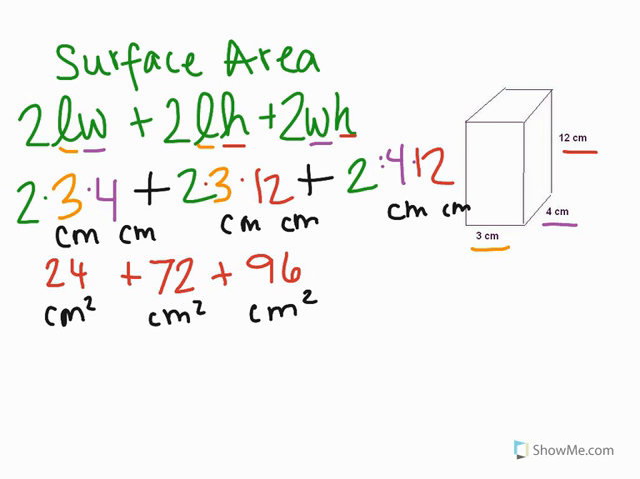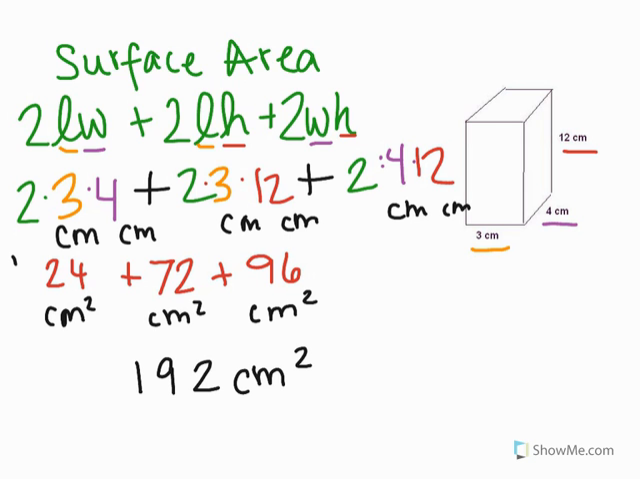And now we're going to add these 3 together. So 6 plus 2 is 8 plus 4 is 12. And we carry the 1. 16, 18, 19. So 192 centimeters squared is the surface area of this box, or the sum of the area of all of the faces.